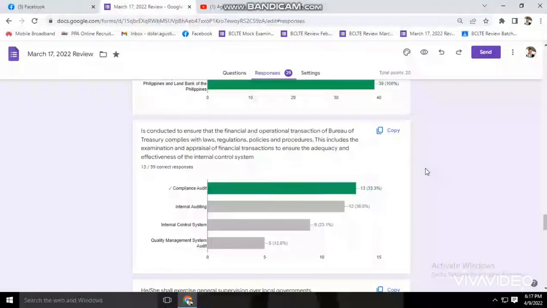What do you call this one? It is conducted to ensure that the financial and operational transactions of Bureau of Treasury comply with law, regulations, policies, and procedures. This includes examination, appraisal of financial transactions to ensure the adequacy and effectiveness of internal control system. The answer is compliance audit. Konti lang yung nakasagot.